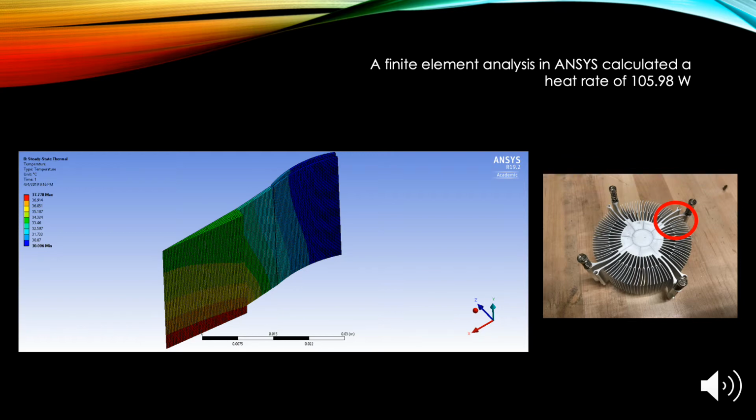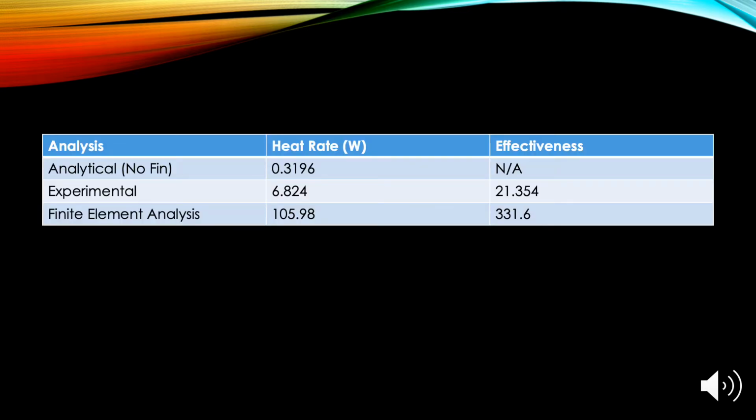The figure on the left shows the steady state thermal gradient throughout one of the fins. And for this analysis, I ended up with 105.98 watts going through the fin at steady state. In order to calculate the effectiveness, I needed the heat rate without the fin array. In order to do this, I used a simple convection equation and ended up with a heat rate of 0.3196 watts.